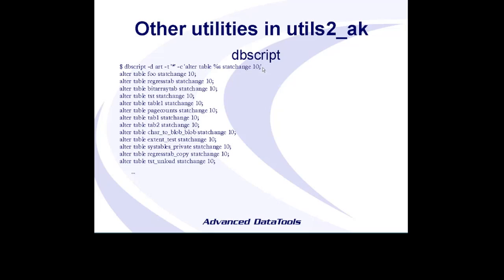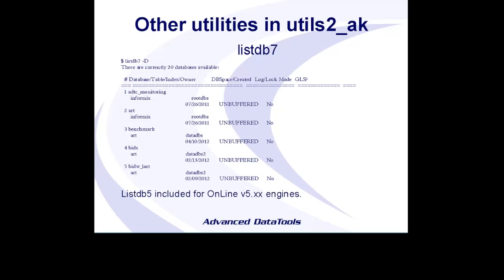It also tells you about the database, what DB space it lives in, what kind of logging it has, what the lock mode of the database is, and whether it's a GLS database, and when it was created. Oh, and who owns it also. Optionally, there's a -T option, which will also display the tables that are in the database and the indexes on each table and tell you about their extents. So it's kind of a quick report about what's in your database.